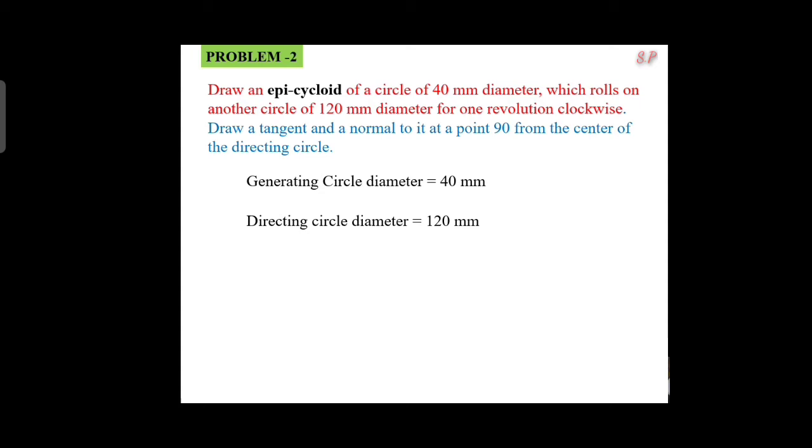For one revolution, you have to find the angle theta. So theta, you first find using this formula: theta is equal to 360 degrees into small r divided by capital R. Small r is the generating circle radius, which is 20, and capital R is the directing circle radius, 60. So 20 divided by 60 into 360 degrees, you will get the angle theta as 120 degrees. Let me show how to draw an epicycloid.